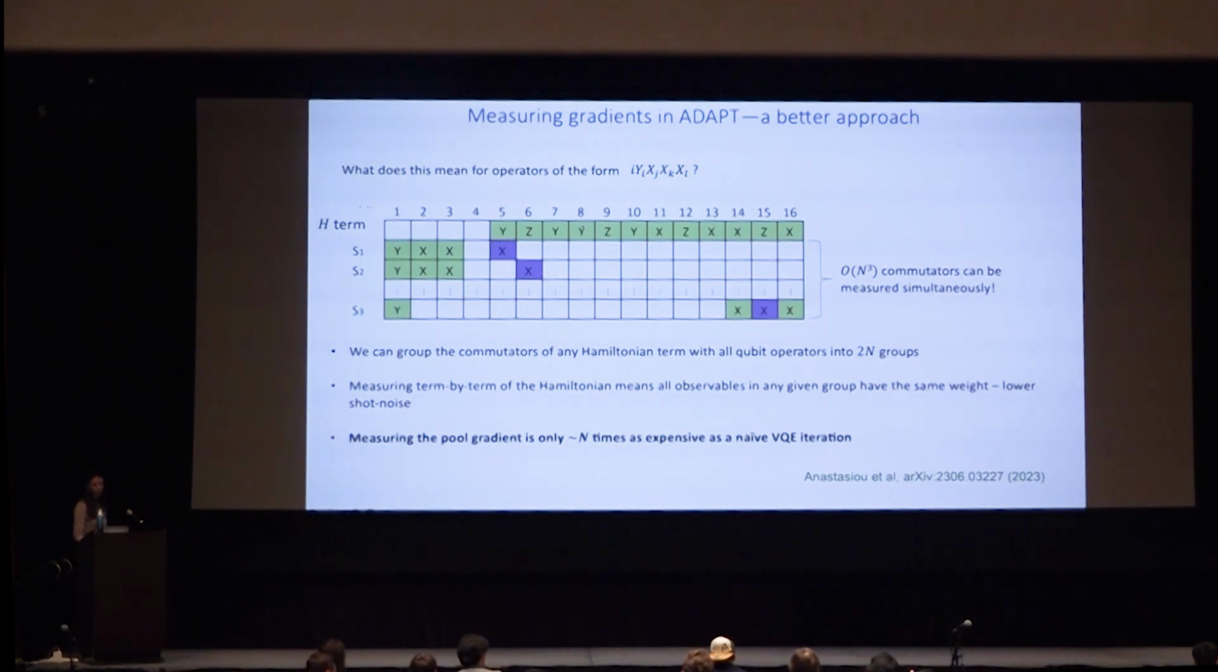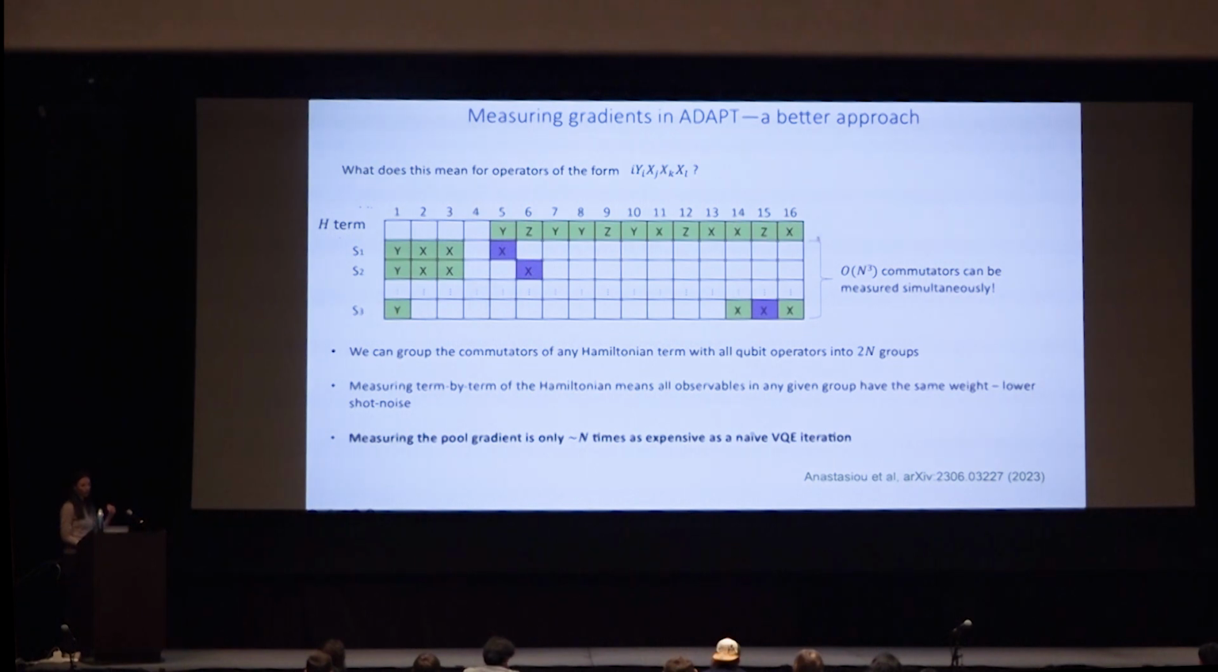We take an example Hamiltonian term that has all these Z strings, and then what we do is we fix where the Y operator sits. It sits on the first qubit over here, and then we vary where the X operators are. All these, by construction, commute with each other, these S1 through S3 in this case. So I'm guaranteed that the commutators will commute with this term.